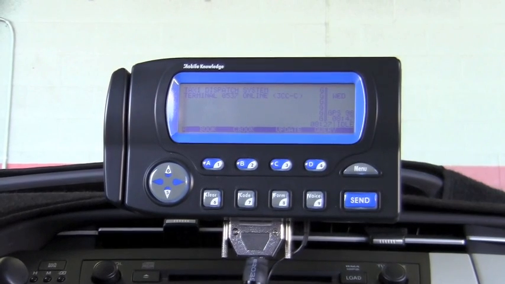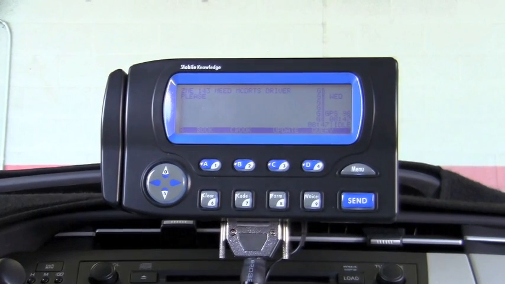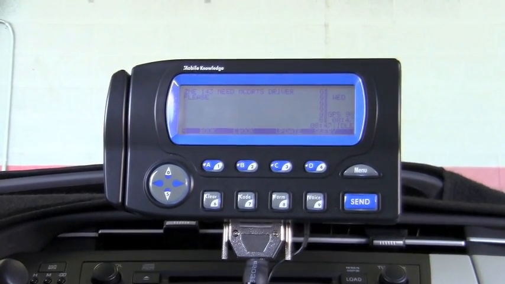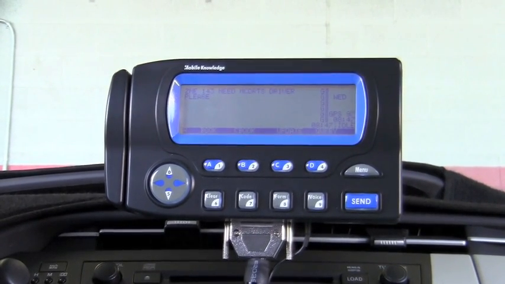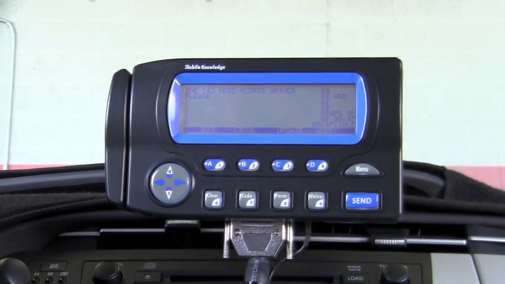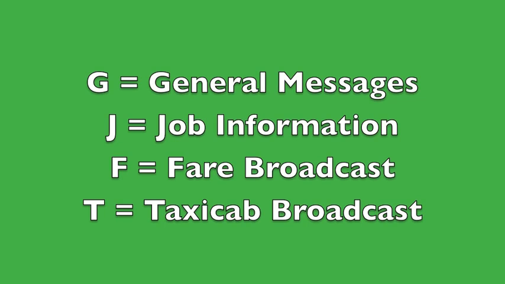Below the GPS signal strength is the current time. And below that is the status, which right now is idle. If we were booked in a zone, the status would tell us that. If we were working on a trip, the status would be either en route or on call. The display has four main types of screens, and the columns of letters on the right side of the display indicate the current type of screen. G for general messages, J for job information, F for fare broadcast, and T for taxi cab broadcast.